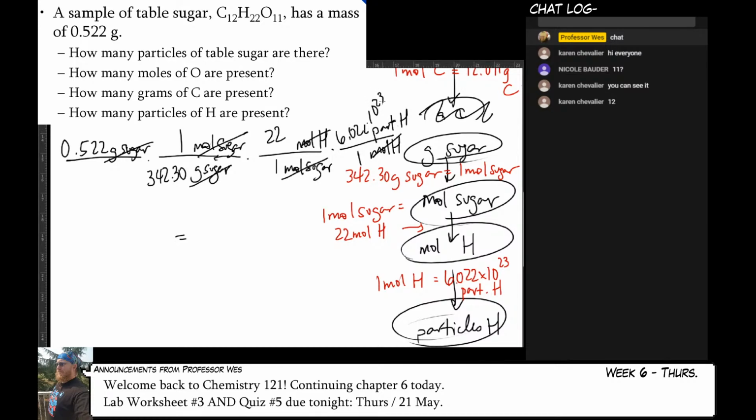I need to make this screen bigger, but then the text appears on your screen smaller. And that's not exactly something that I want. Alright. It's a number of particles, so it should be a large number, and it is. 2.02 times 10 to the 22 particles, or atoms, of hydrogen.